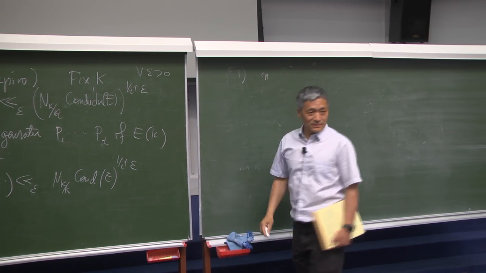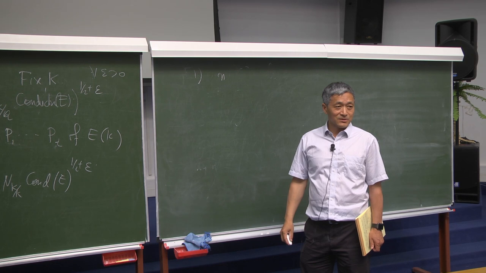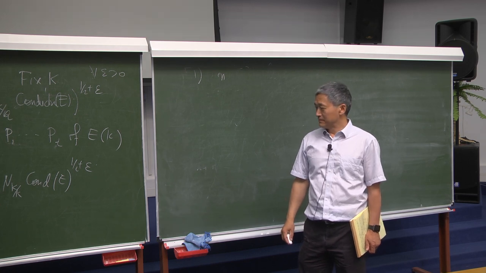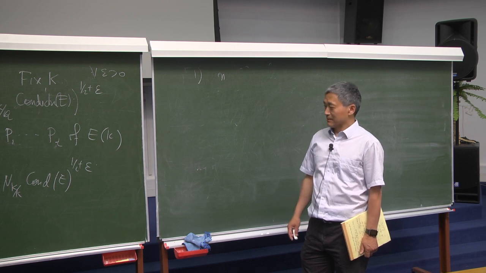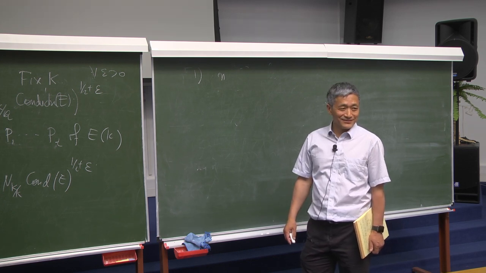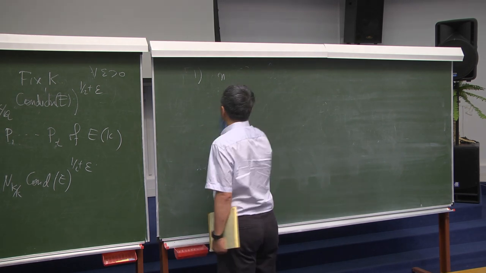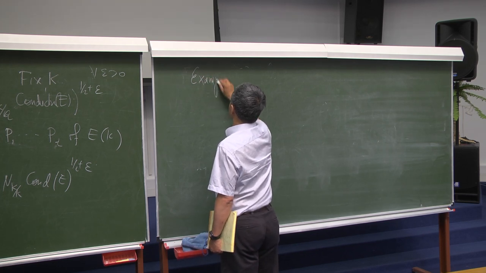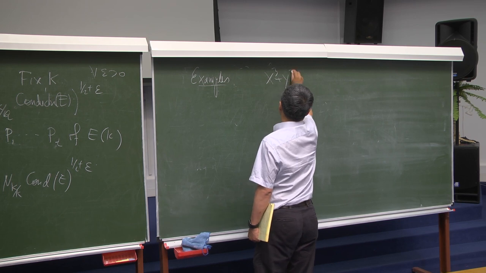Unknown for function field case. Not known. But if you assume BSD, it probably has some hope, right? But I didn't really do that. For example, the examples, as I said, it's x^q plus y^q equals n.